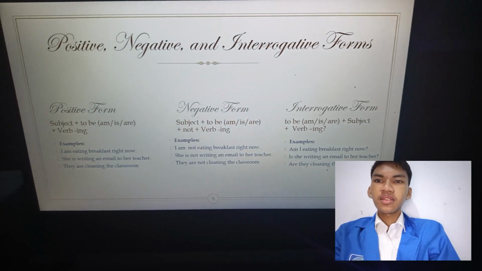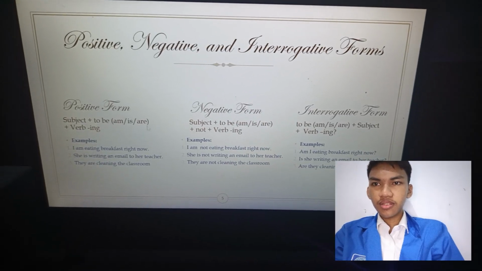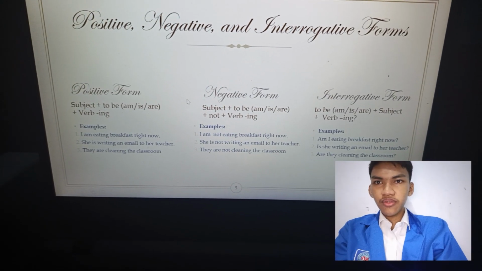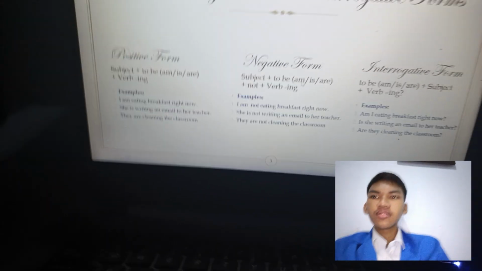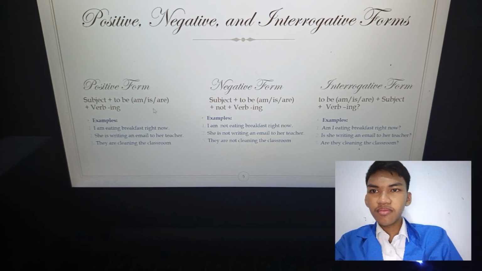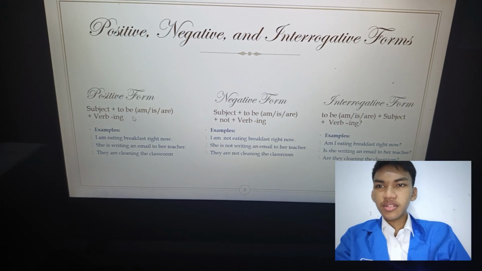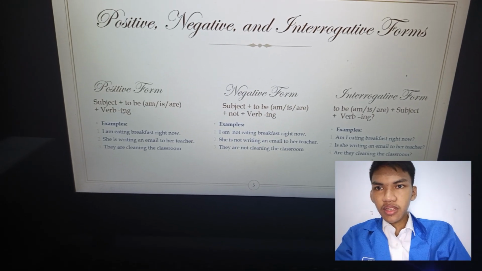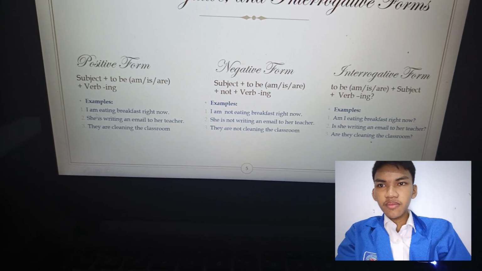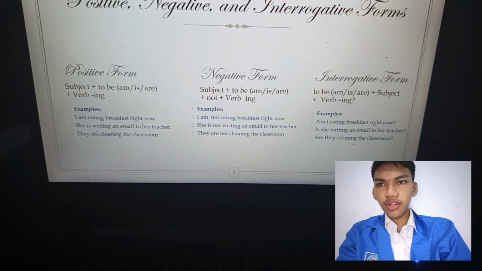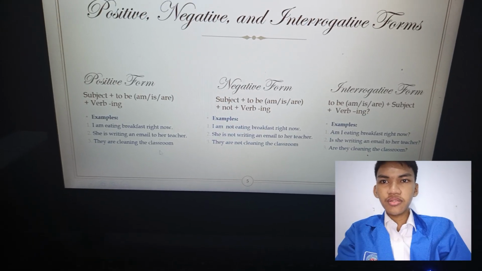Next, there are three different forms of the present continuous tense: positive, negative, and interrogative. The positive form is the same as what I explained earlier: subject, to be (am, is, are), plus verb-ing. For example, I am eating breakfast right now. She's writing an email to her teacher. Third, they are cleaning the classroom.